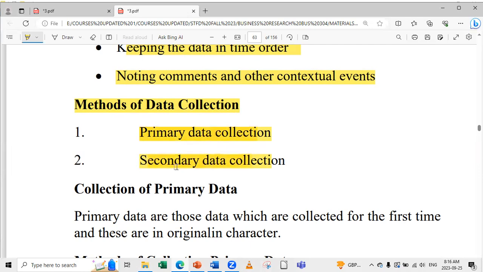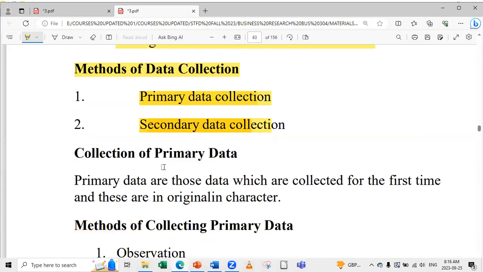But with secondary data, you have it already, for example in magazines, notebooks, books, and periodicals, and you can get it from any library or from Statistics Canada. These are all examples of secondary data.